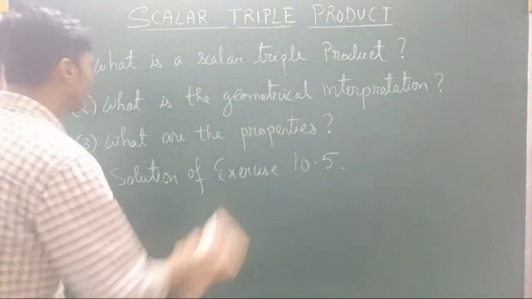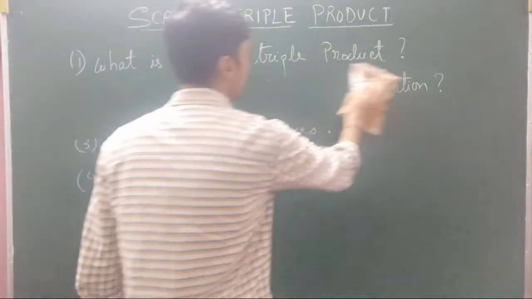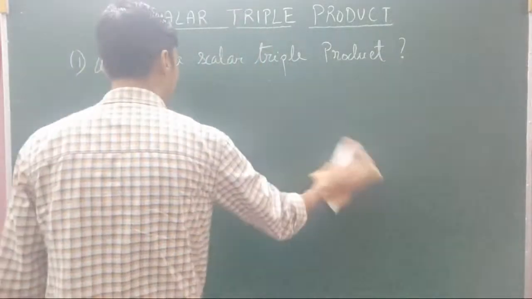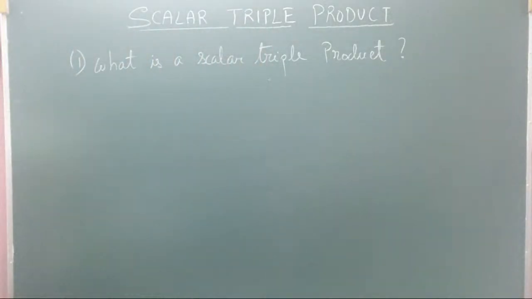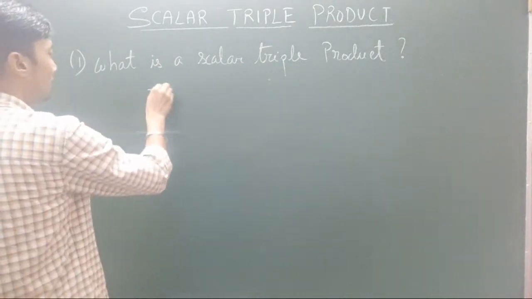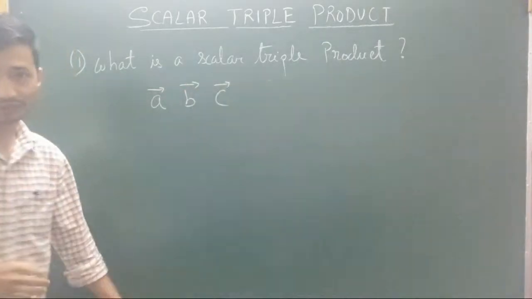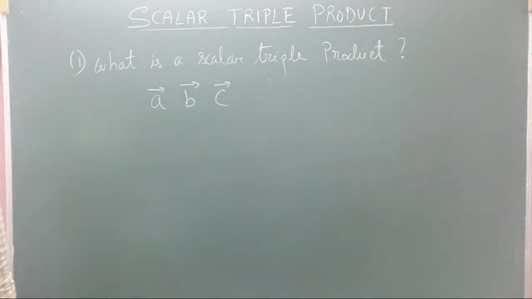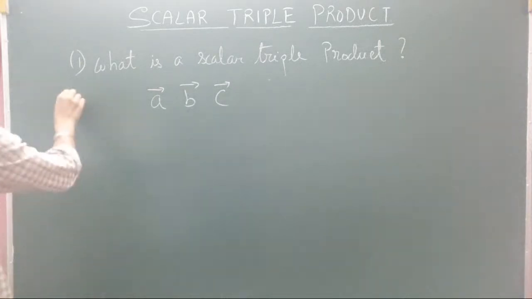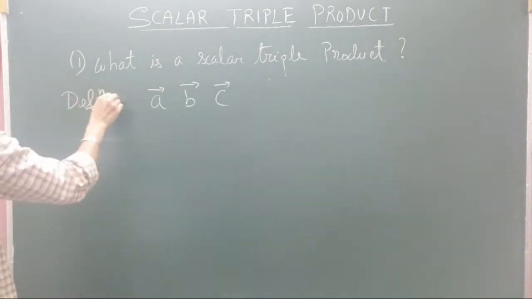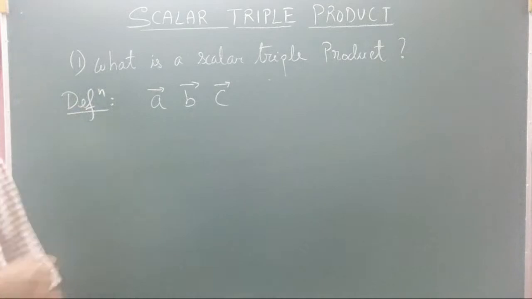So, scalar triple product. What is a scalar triple product? As you can see, triple. That means we are going for the product of now 3 vectors together. Let's see what its definition is mathematically and how we represent it.